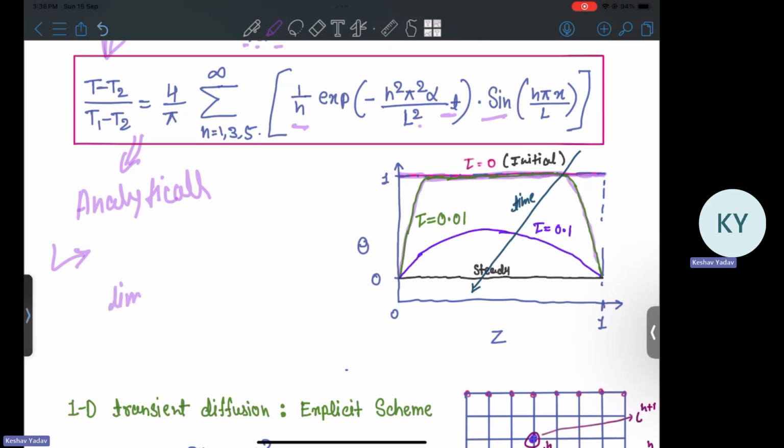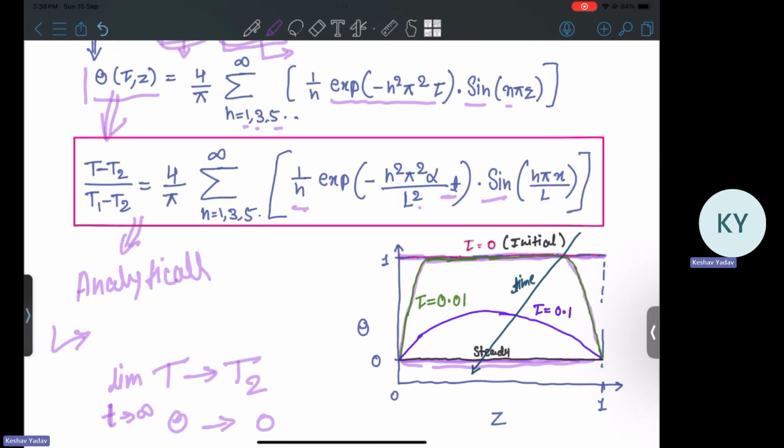So after some amount of time, what? If we find the limit time tends to infinity, then this temperature will tend to T2, meaning what? My theta will tend to 0. So at a steady state, we will find something like that profile. Okay.